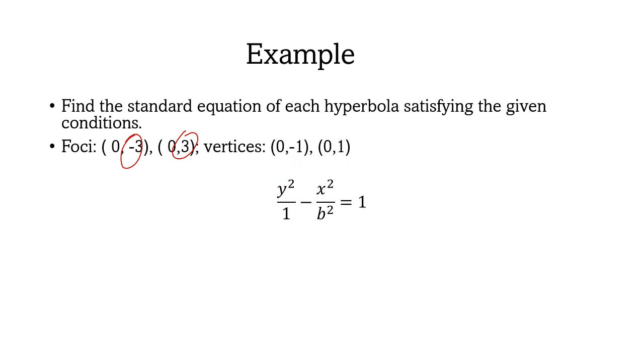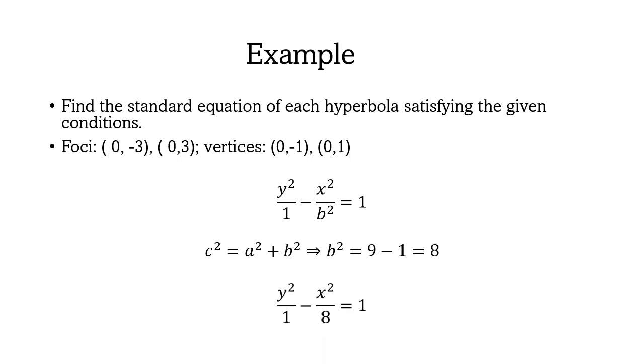Now we need to find b squared. We know that c squared equal a squared plus b squared, therefore b squared equal 8. And this is the standard equation. And it starts from the origin, because the x coordinate of everything we have is 0. So this is the standard equation of the hyperbola. First of all, it has center at the origin. Notice the vertices have x coordinate 0. So we have the center is the origin.